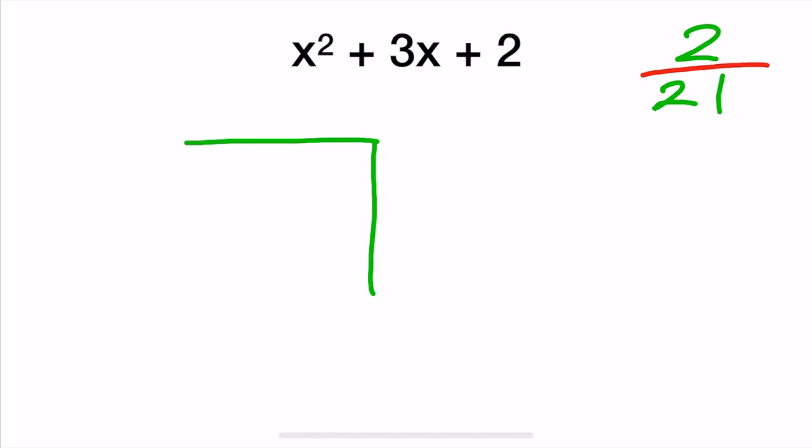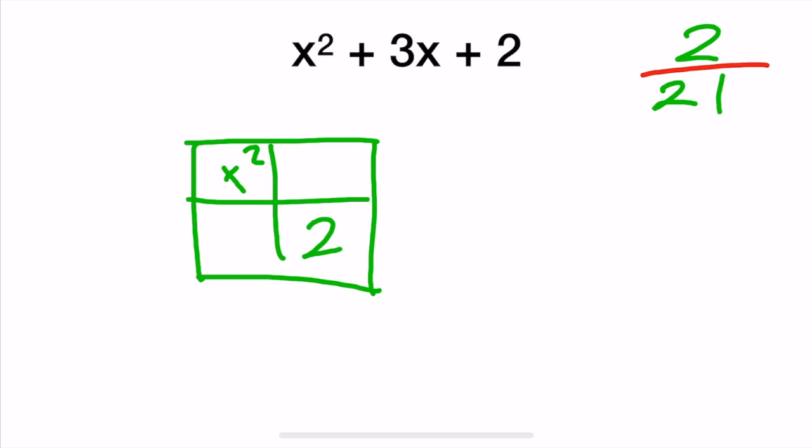So I go into a box like this. Our first one will be x squared. Our last one will be 2. And in the middle, 2x and x.